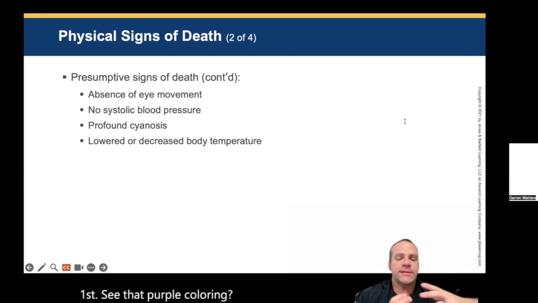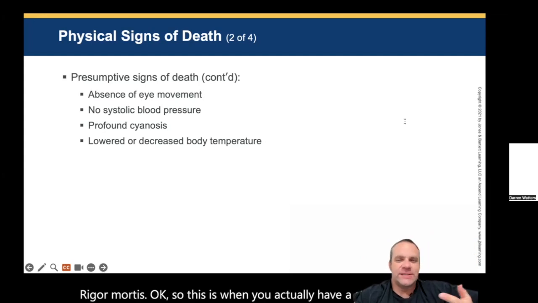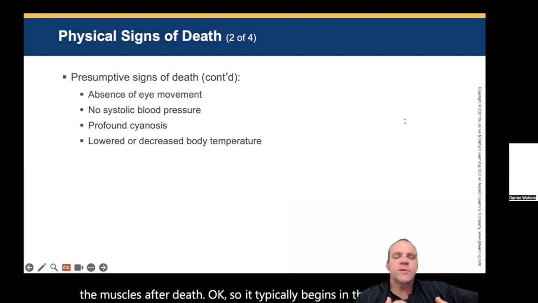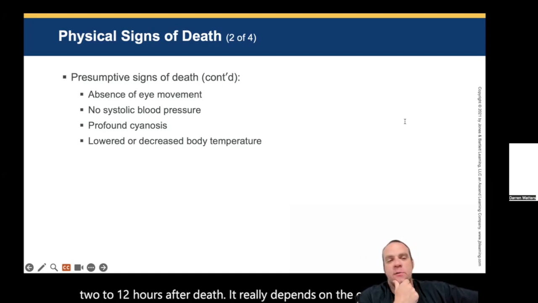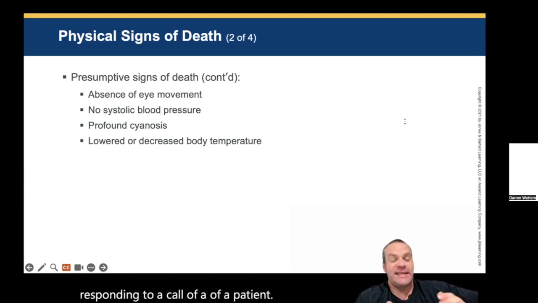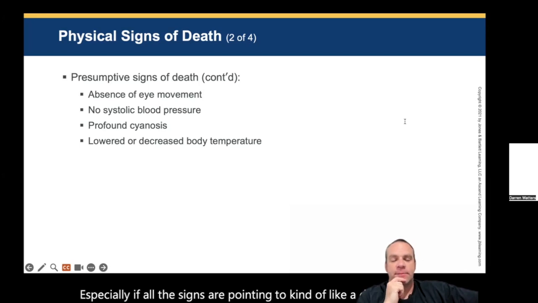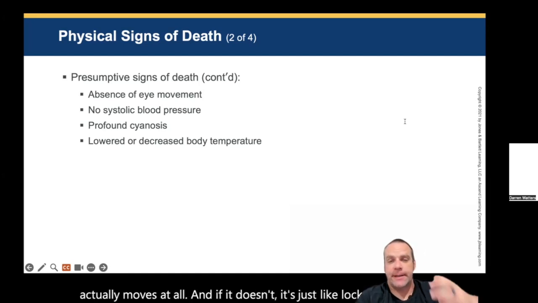Rigor mortis. Okay, so this is when you actually have a stiffening of the muscles after death. It typically begins in the jaw and the face, and it's going to progress downward. It usually sets in about 2 to 12 hours after death. It really depends on the environment. So one of the first things you might do when you're responding to a call, especially if all the signs are pointing to a death, is open up the jaw, move the jaw and see if it actually moves at all. And if it doesn't, it's just locked in a position, that's a good sign that it is rigor mortis.